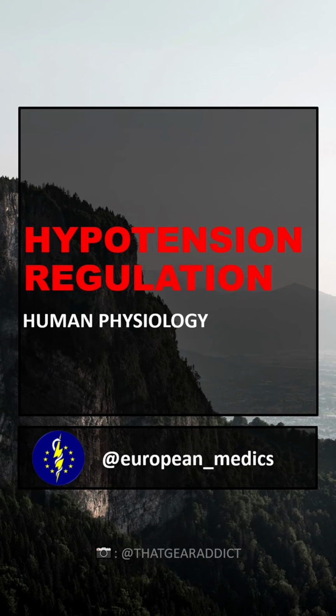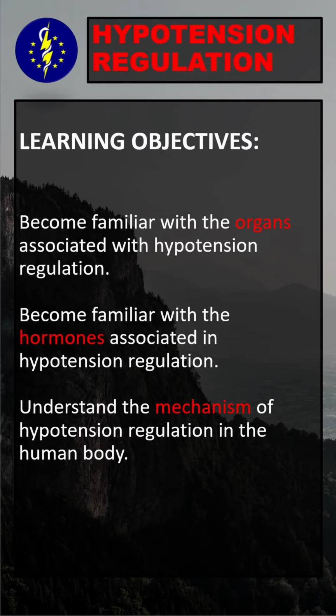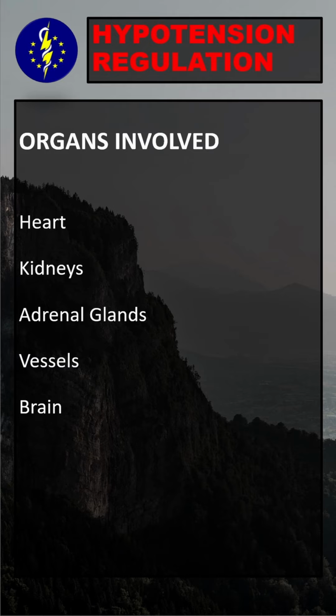In today's video we will be discussing hypotension regulation. Today's learning objectives are becoming familiar with the organs associated with hypotension regulation, becoming familiar with the hormones involved, and understanding the mechanisms of hypotension regulation in the body. The organs we will look at today are the heart, the kidneys, the adrenal glands, the vessels, and the brain.